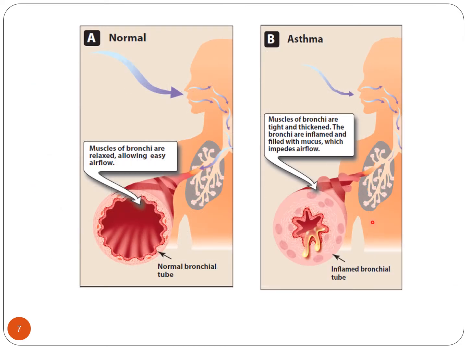This is a normal bronchial tube on the left, in which you will find that the muscle of the bronchi is relaxed, allowing easy airflow, while in the case of an inflamed bronchial tube, we'll find the muscle of the bronchi is tight and thickened, and the bronchi are inflamed and filled with mucus, which impedes or obstructs airflow.